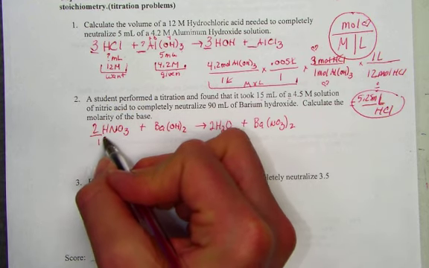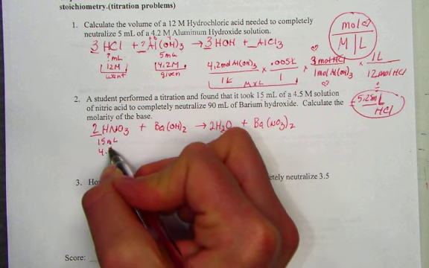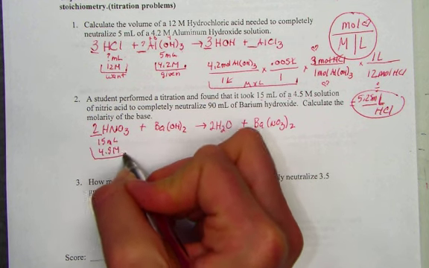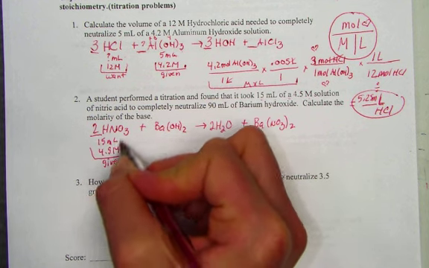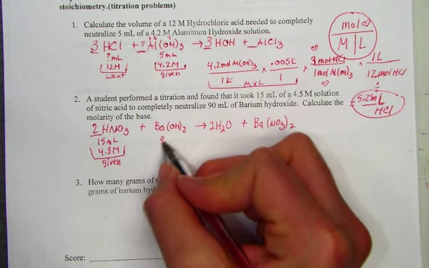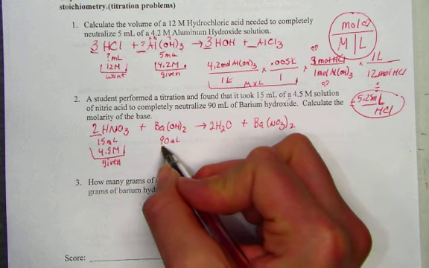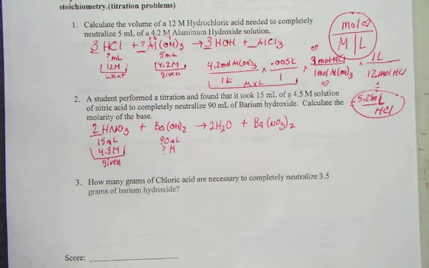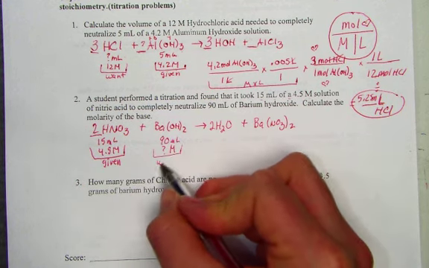We have 15 mL of a 4.5 molar acid solution. This will be called our given. It's what we have both numbers for. We're going to neutralize that with 90 mL of barium hydroxide, and we'd like to know the molarity. So this is our target, what we want.